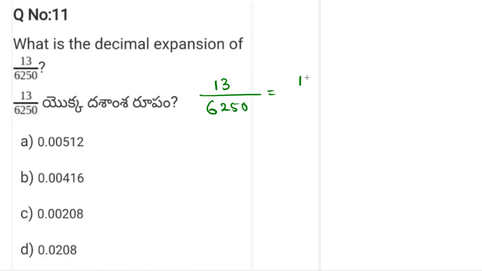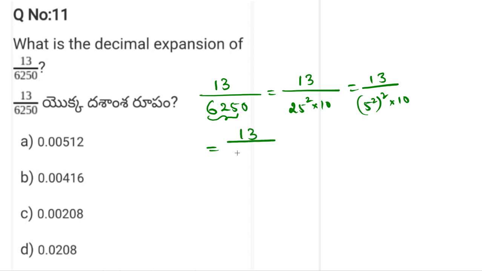This is equal to 13 by, we know that, you see here 625. 625 is the square of 25. So 25 square is 625. So we can write this one as 25 square into 10. Now this is equal to 13 by 25 square. 25 can be written as 5 square. So 5 square whole square into 10. So this is equal to 13 by 5 square whole square, which means 5 to the power of 4 times 10.